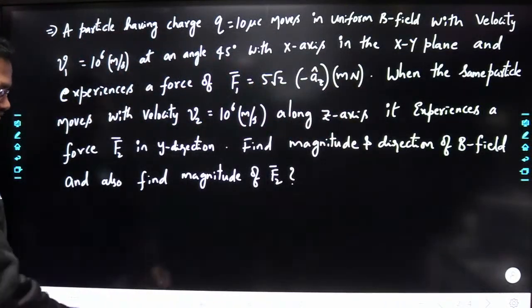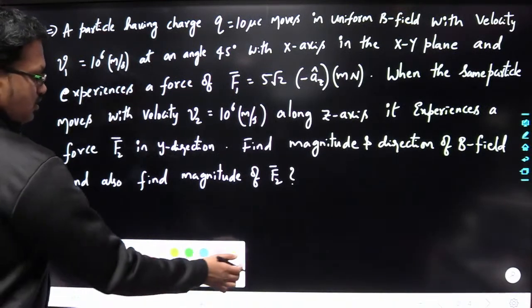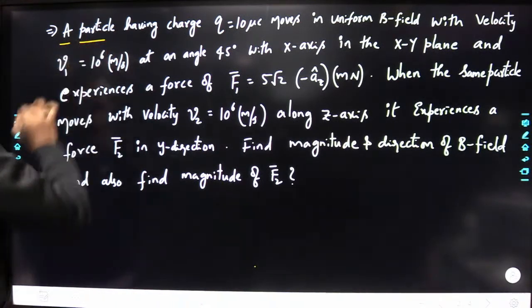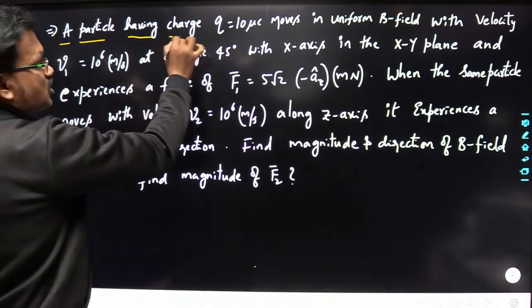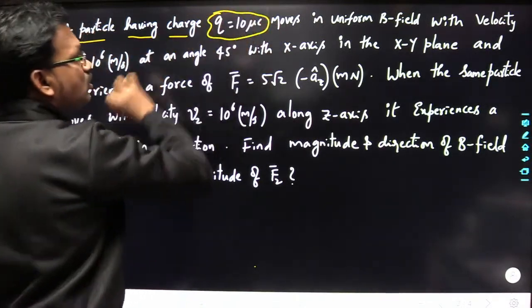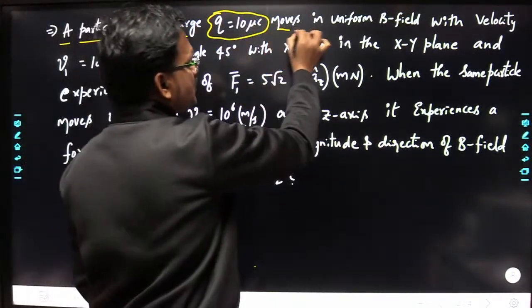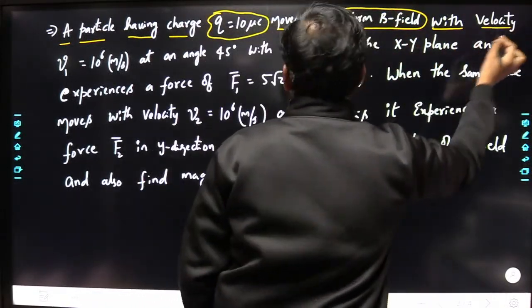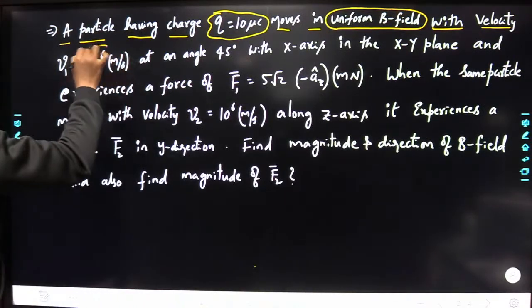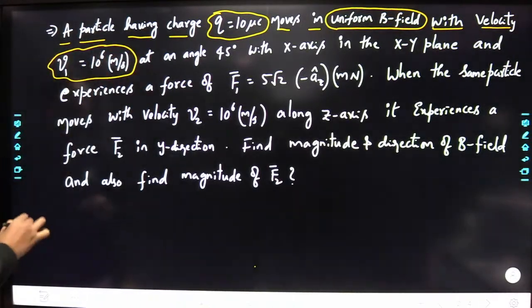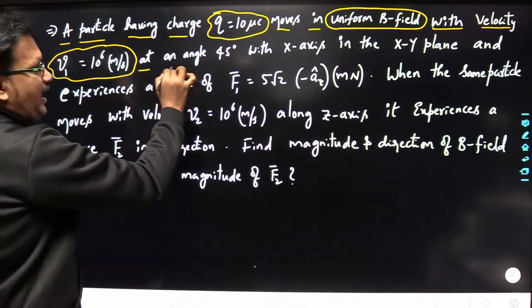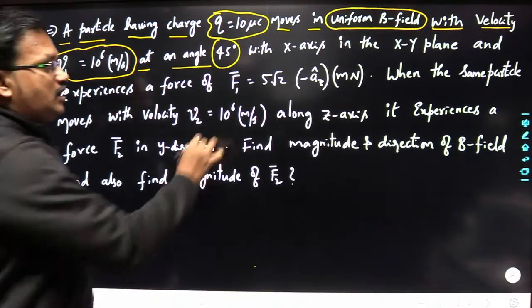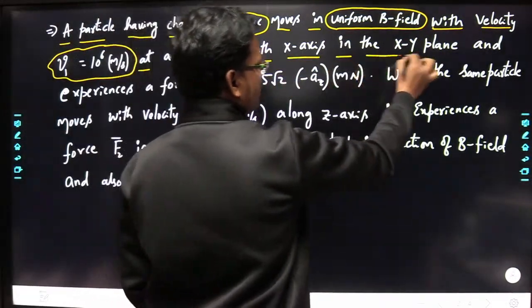Next problem, see here. So here what they have given here? They have given that a particle having charge q is equal to 10 microcoulomb moves in uniform B field, with velocity v1 is equal to 10 to the power of 6 meters per second at an angle 45 degrees with x-axis in the xy plane.